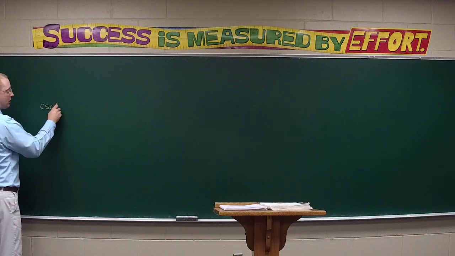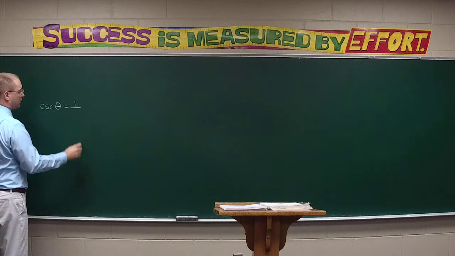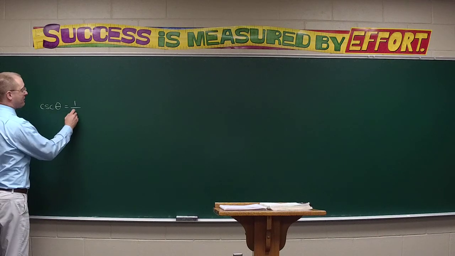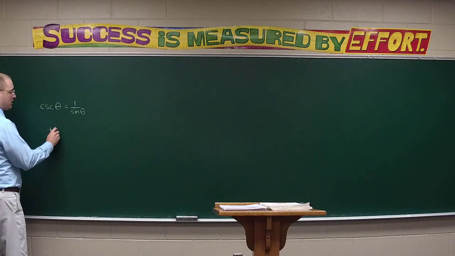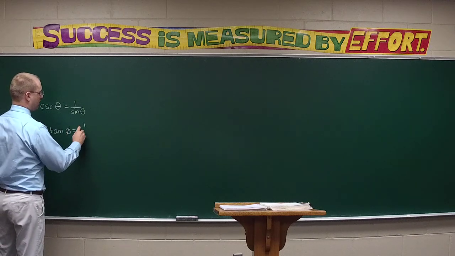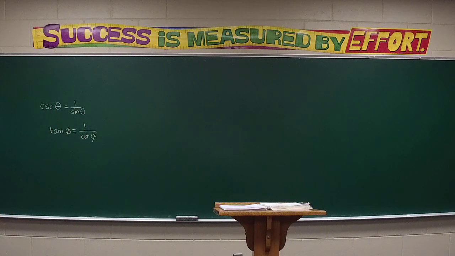Cosecant theta equals 1 over secant theta? You said cosecant. Sine theta. Sine theta. All right, give me the reciprocal identity for tangent, Chris. Tangent phi equals 1 over cotangent phi. There we go. And give me a reciprocal identity that involves something we haven't used yet.